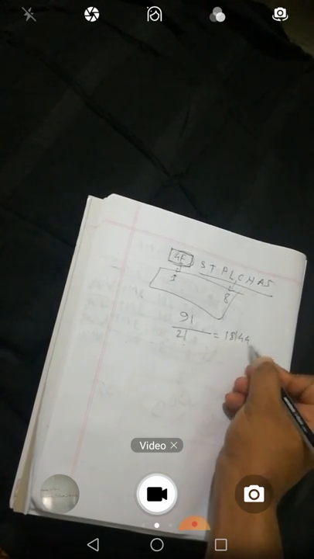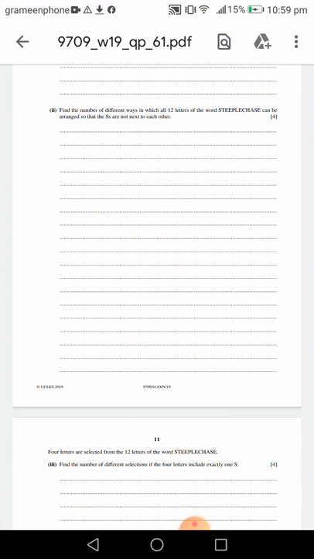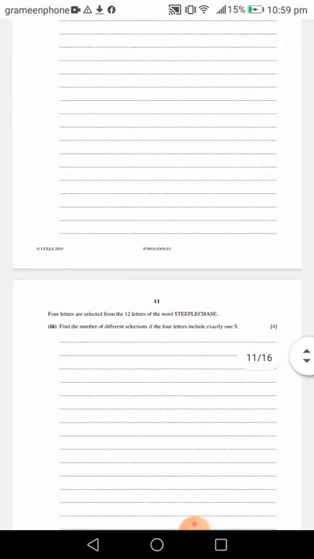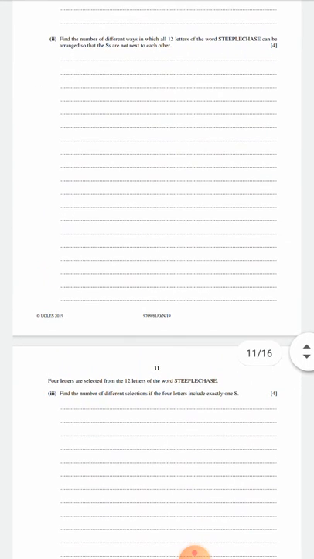Okay, so the answer would be 181440. Now let's go back to the second question. The second question says find the number of different ways in which 12 letters of the word steeplechase can be arranged so that A's are not next to each other. The A's are here, so they must not be next to each other, isn't it?